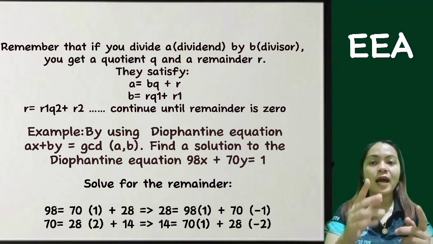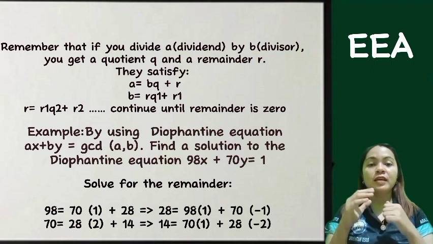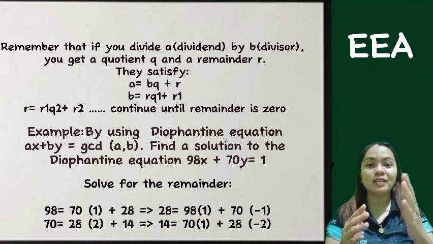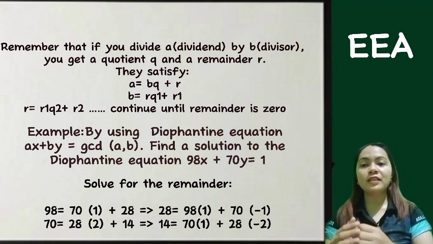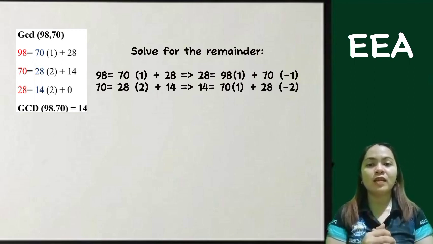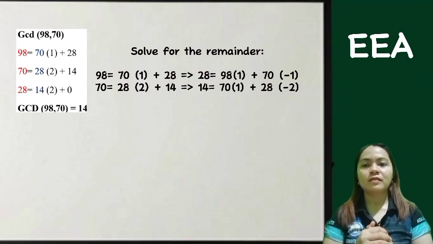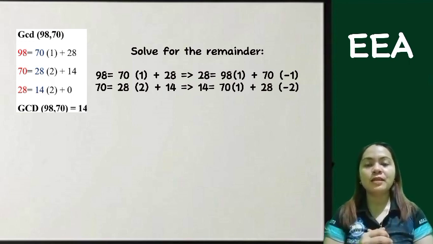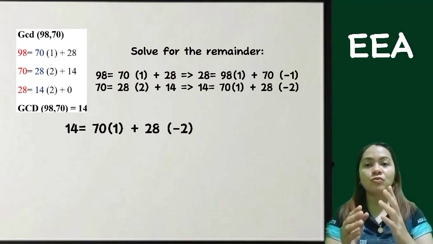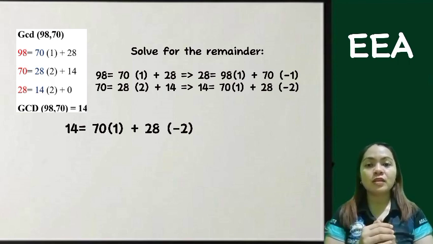We do this first so that when we do the extended Euclidean algorithm, it will be easy. Next, 70 equals 28 times 2 plus 14. So it becomes 14 equals 70 times 1 plus 28 times negative 2. After that, we take our last remainder solution, which is 14 equals 70 times 1 plus 28 times negative 2. This is the first basis for getting the values of X and Y.